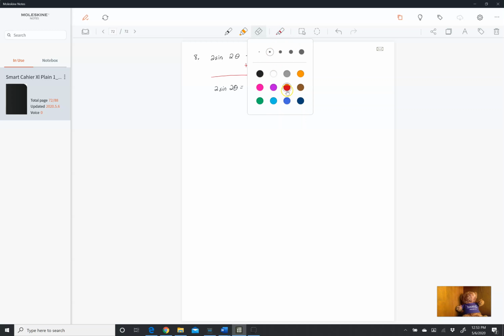Divide both sides by 2. So now we have sine of 2 theta is equal to square root of 3 over 2. Remember, this 2 theta is not a square. Okay, 2 theta is not a square. So now we identify the quadrants. Sine is positive. When sine is positive, we're looking at quadrant 1 and quadrant 2.